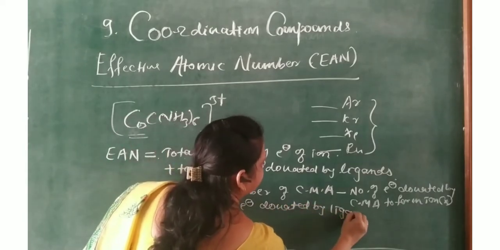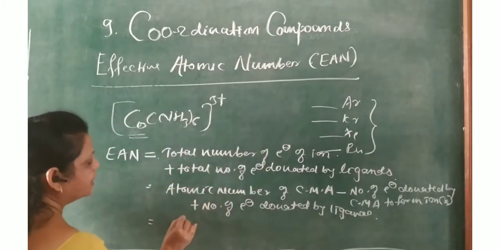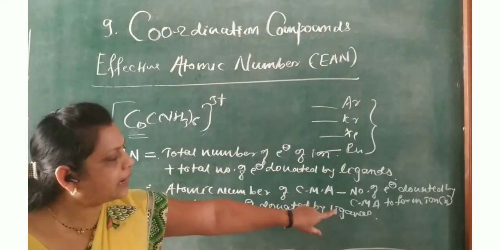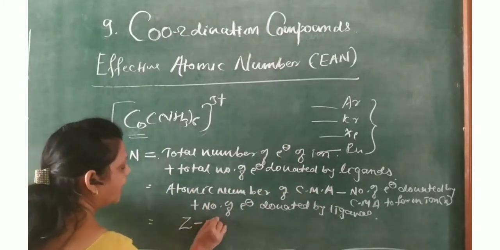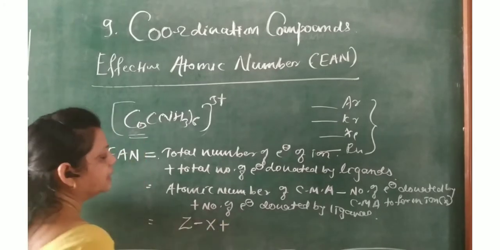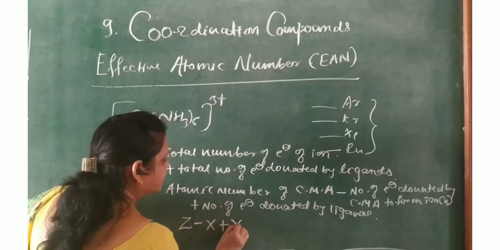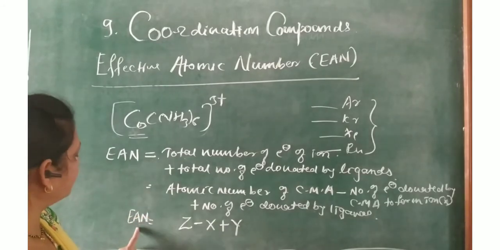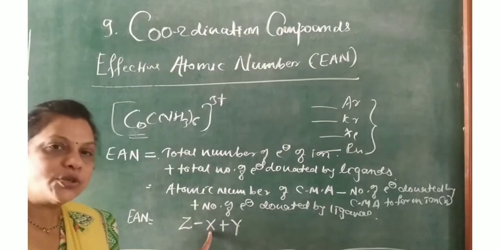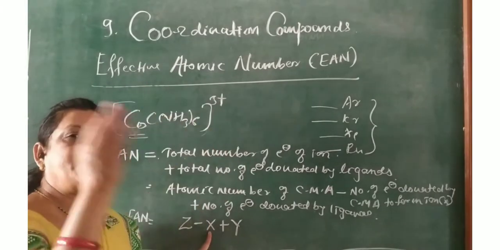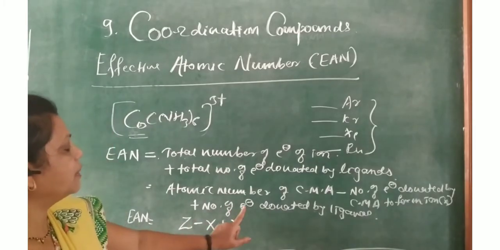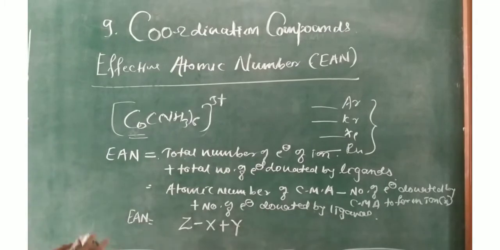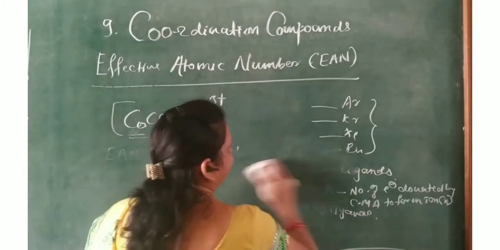Here the atomic number is represented by Z, minus the number of electrons donated by the central metal atom to form the ion, that is the oxidation state, represented by X, plus the number of electrons donated by ligands, represented by Y. Therefore EAN of the central metal ion or atom is equal to Z, the atomic number, minus its oxidation state or number of electrons lost by the metal atom, plus the number of electrons donated by ligands to the central metal atom. Consider the same example, Co(NH3)6.